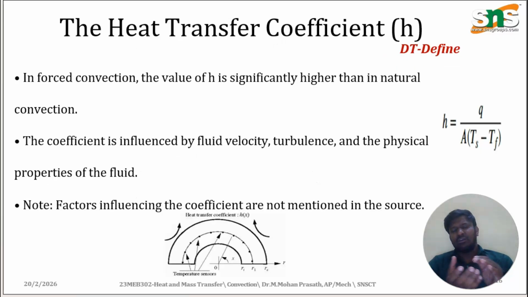Next we will see the topic of the heat transfer coefficient. In forced convection, the value of the heat transfer coefficient is slightly higher than in natural convection. The heat transfer coefficient is directly proportional to the rate of heat transfer, but inversely proportional to the area and the temperature difference. It is mainly influenced by the fluid velocity, turbulence, and the physical properties of the fluid.